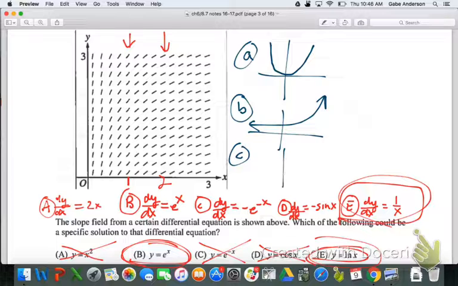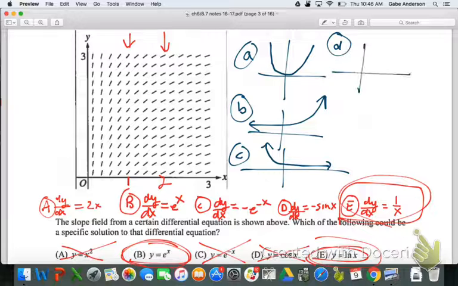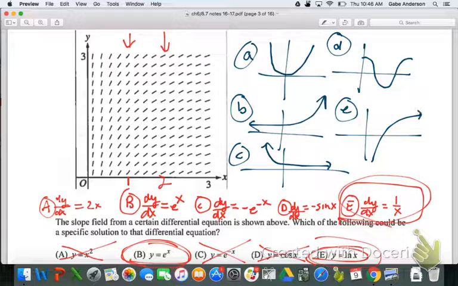C is e to the negative x. So that is, again, an exponential, but it's decreasing from left to right instead of increasing. That feels like it's sort of right, but remember that all the slopes are negative. And all the slopes in our slope field are positive. So that doesn't work. D is cosine of x. So cosine does this. That doesn't look like the first quadrant at all, really, in any shape or fashion. And then the one that maybe we don't remember as well, E, is ln of x. ln of x is just the reciprocal, or I should say the inverse of the exponential.